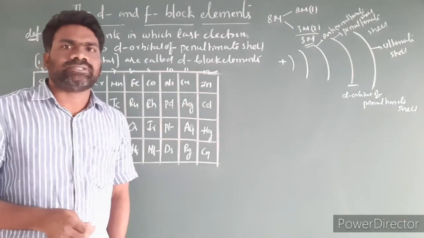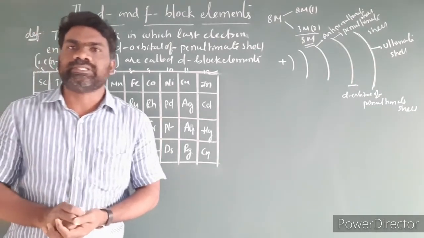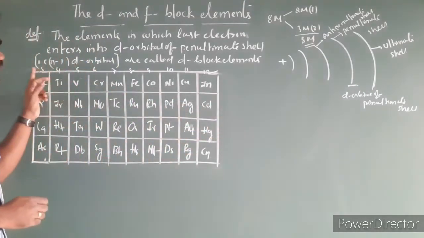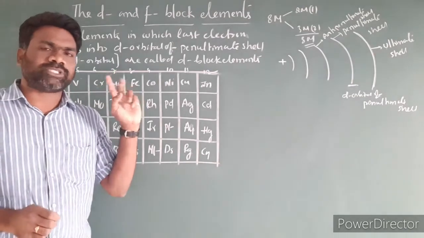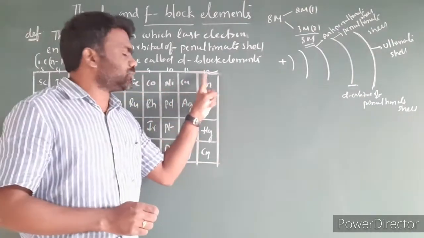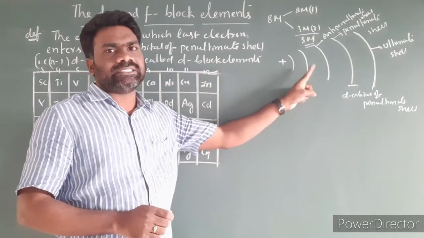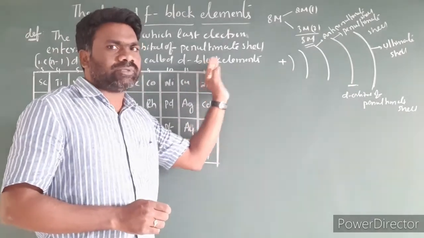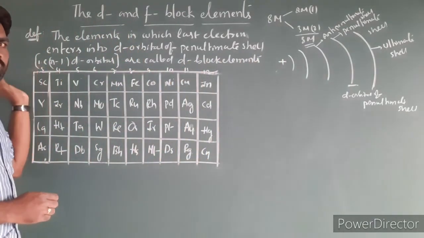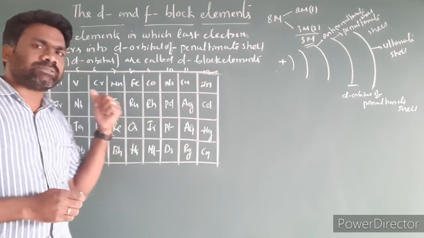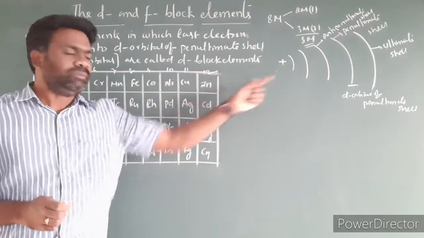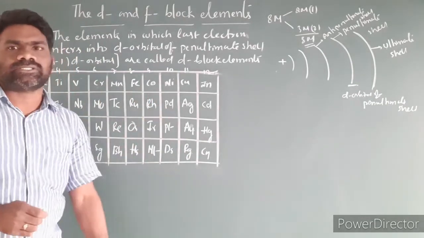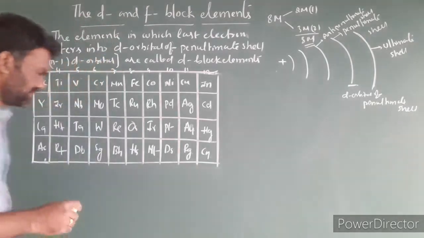These elements are also called transition elements, because they are placed between the S block and the P block. Before the third group we have the first and second groups, which belong to the S block. From the 13th to the 18th group they belong to the P block. D block extends up to the 12th group, and only from the 13th onwards do we have the P block. So the D block elements are placed between the S block and the P block, and that is why they are also called transition elements.